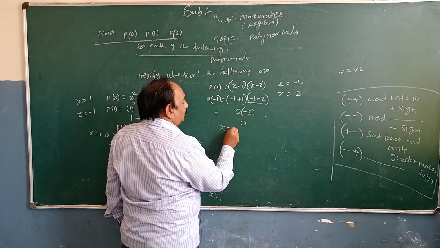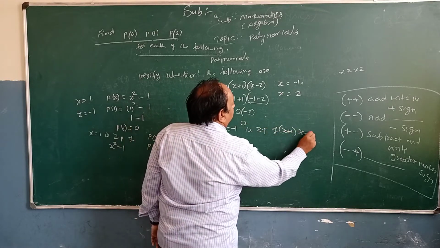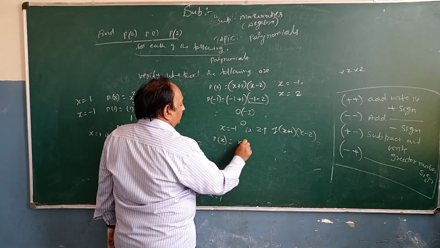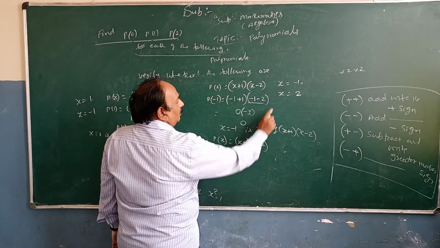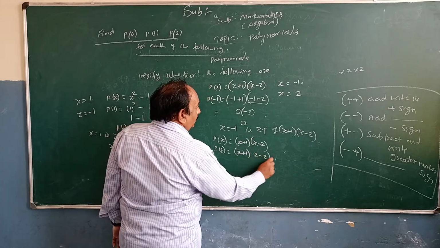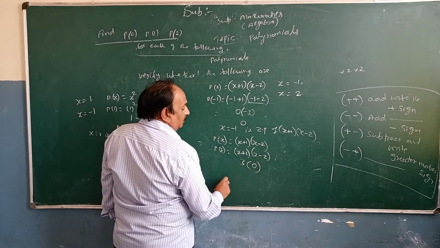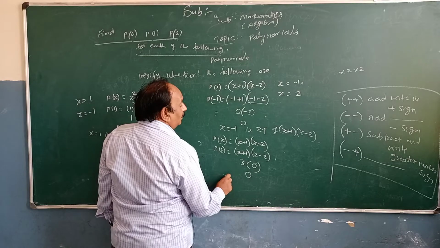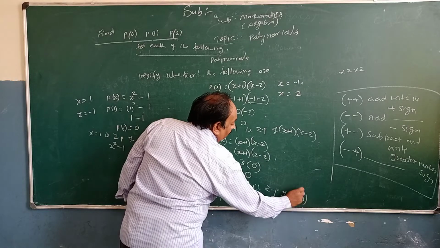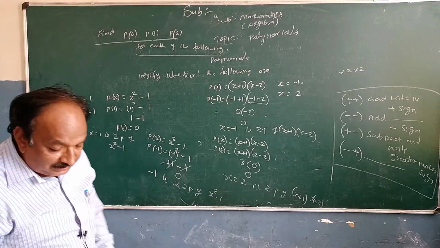Therefore, x is equal to minus 1 is a zero of the polynomial x plus 1 into x minus 2. Second one, p of x is equal to x plus 1 into x minus 2. What is x? 2. P of 2: 2 plus 1 into 2 minus 2. Put the value of x. 2 plus 1 is 3. 2 minus 2 is 0. 3 into 0 is 0. Therefore, x is equal to 2 is a zero of the polynomial x plus 1 into x minus 2. Like this, we are going to solve any problem based on this.